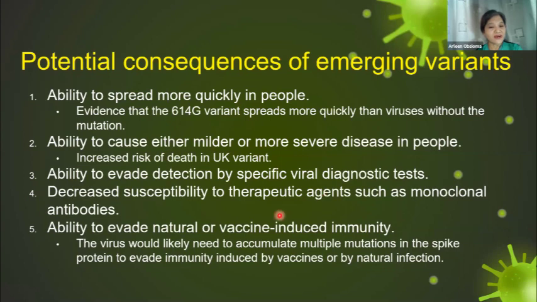And there's also an effect on the ability to evade natural or vaccine-induced immunity. The virus would likely need to accumulate multiple mutations in the spike protein, because this is really the target of our immune system, the spike protein of the virus, to evade immunity induced by vaccines or natural infection.